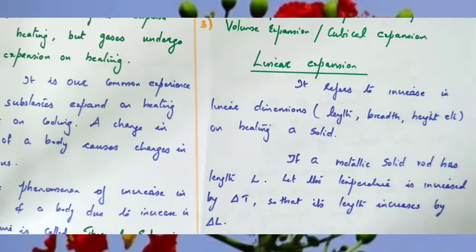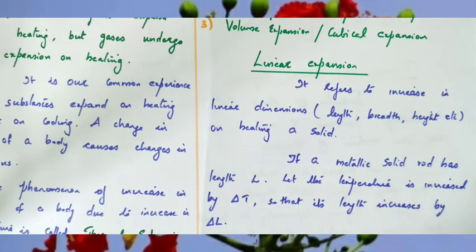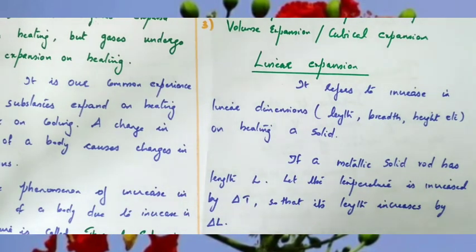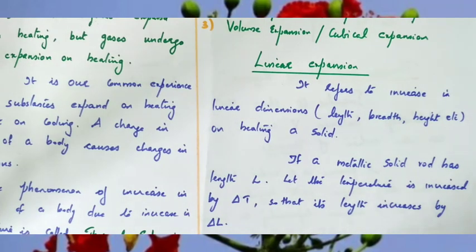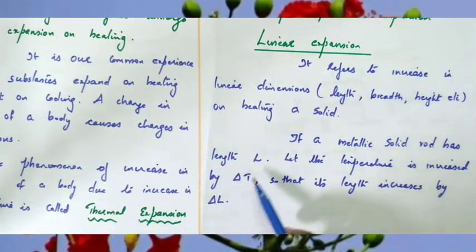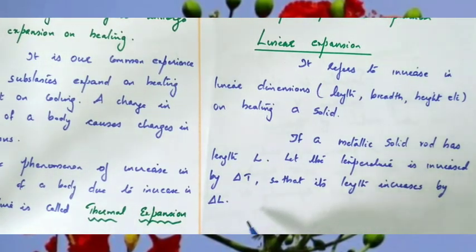It refers to increase in linear dimensions, for example, length, breadth, height, width, thickness, etc., on heating a solid. So, if a metallic rod is heated, what happens? Its length may increase, its width may increase, its breadth may increase. So, if there is any change in the linear dimensions of the body, then we can say that there is linear expansion.